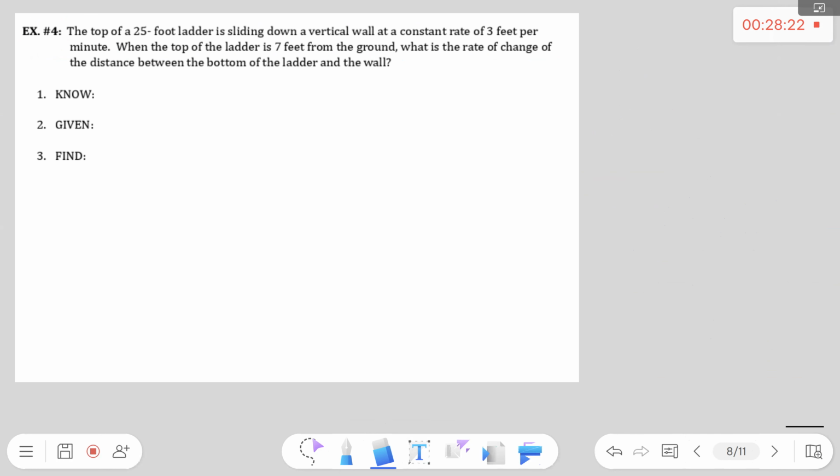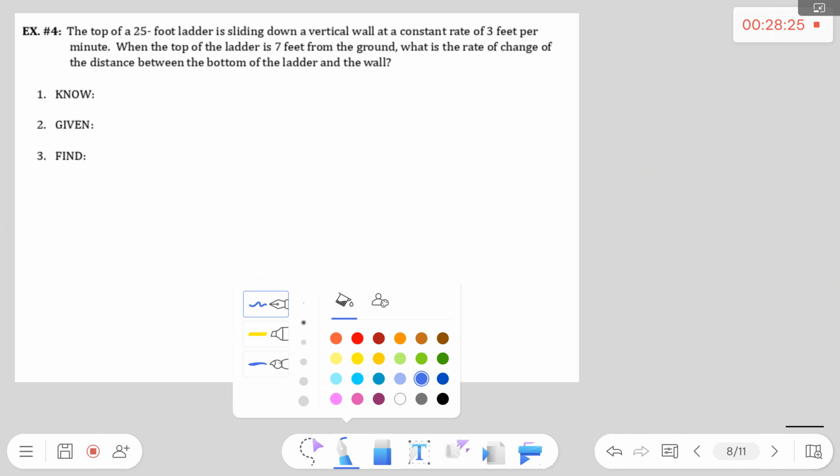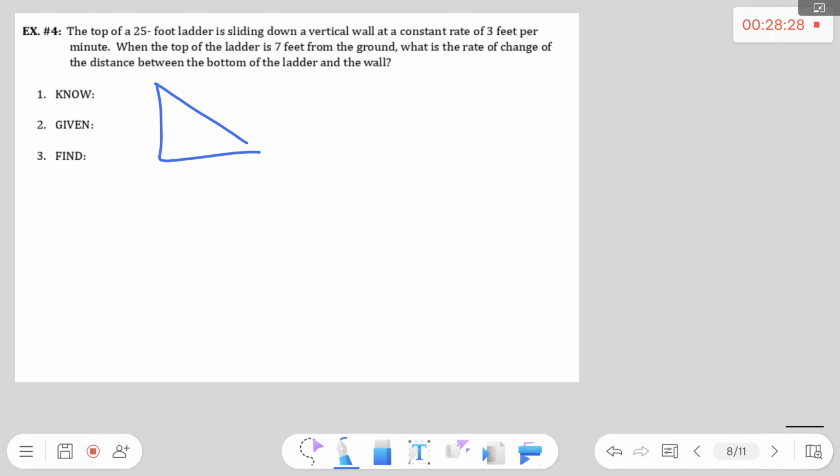Okay, we got a ladder up against a wall. Draw a real quick picture, maybe we can see what formula we're going to need. It's going to be the Pythagorean theorem. What letter would you like to represent the vertical up the wall? Y. And X is over. And then 25-foot ladder, so this is 25.